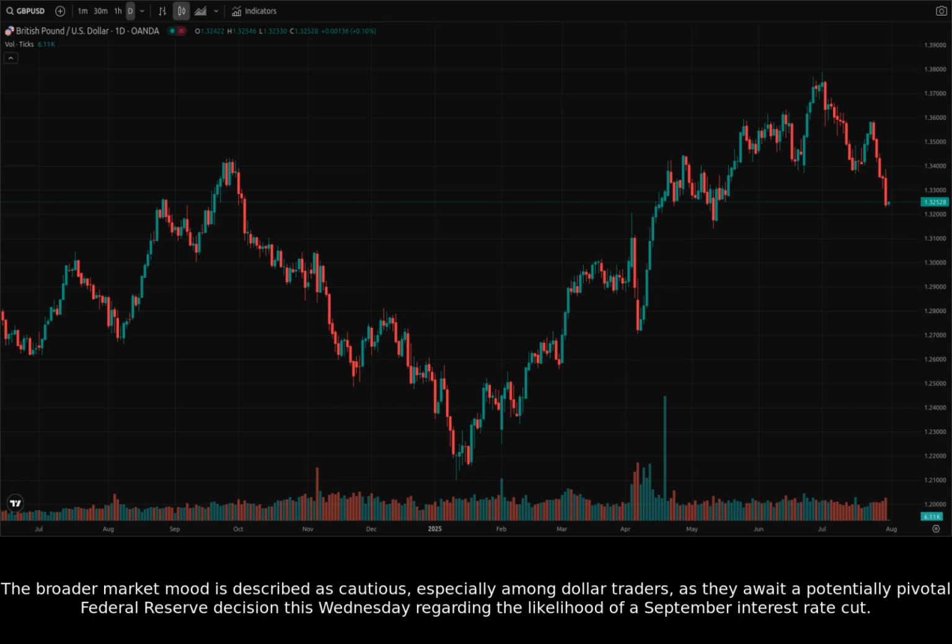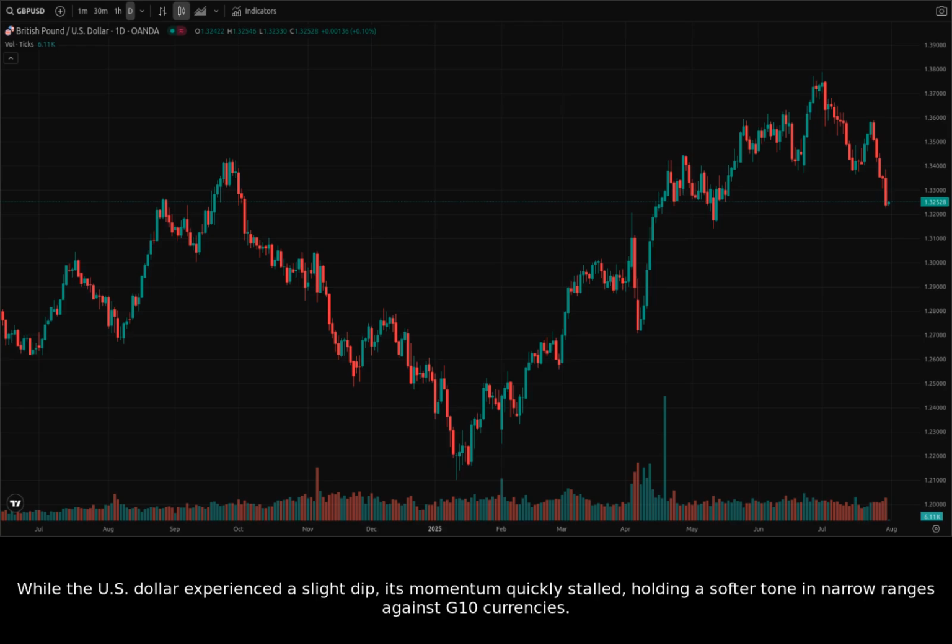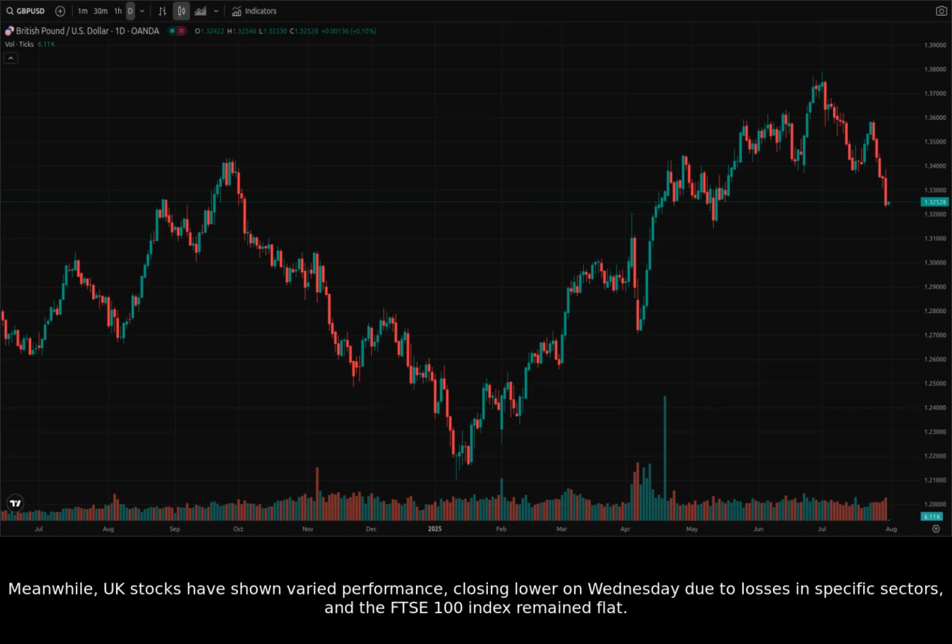The broader market mood is described as cautious, especially among dollar traders, as they await a potentially pivotal Federal Reserve decision this Wednesday regarding the likelihood of a September interest rate cut. While the US dollar experienced a slight dip, its momentum quickly stalled, holding a softer tone in narrow ranges against G10 currencies. Meanwhile, UK stocks have shown varied performance, closing lower on Wednesday due to losses in specific sectors, and the FTSE 100 index remained flat.